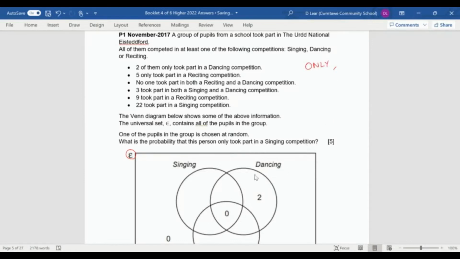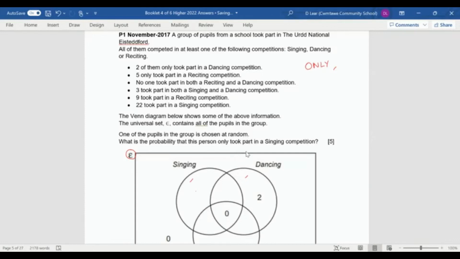Only. If I only sing, I belong in this part because I don't do drama, so I would be here. If I only sing. If I only dance, I would be here. However, if I sing, I could be anywhere within the circle because that doesn't mean I don't dance or I don't act or whatever the bottom one is. We'll see that in a second. But "only" means you can put the number straight on. If you don't see "only", you can't put the number straight on. That'll make more sense when we do an example now.